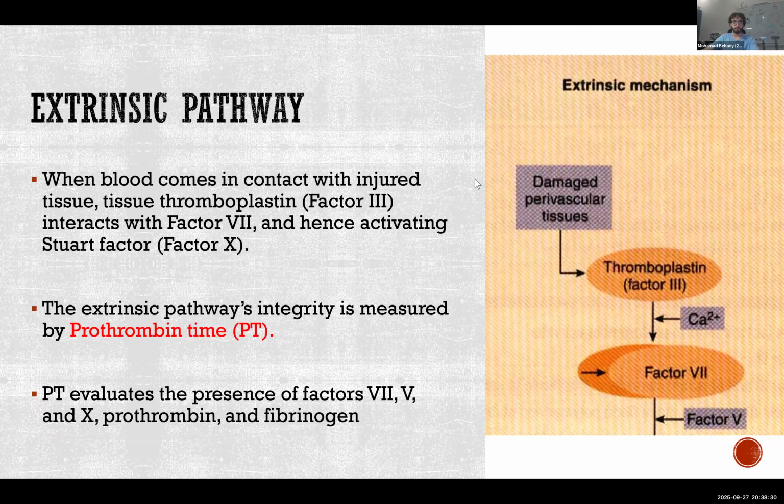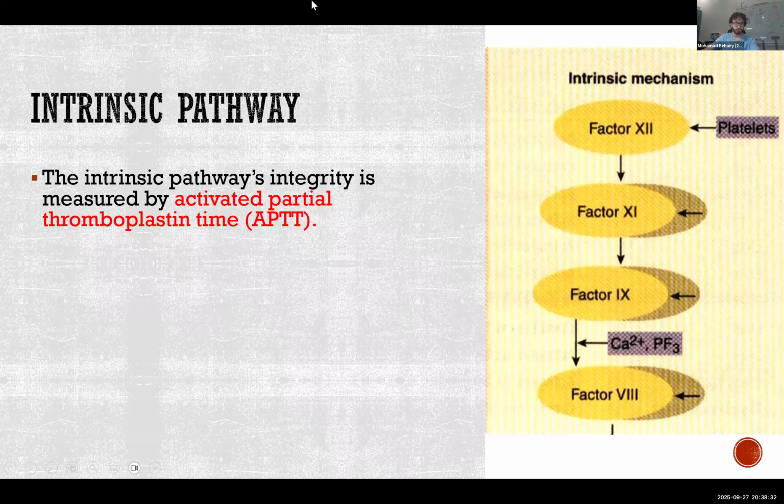Okay, let's move on to the intrinsic pathway. Any questions? Okay, excellent. The intrinsic pathway, as we said, if we want to measure its integrity, if it's doing well, it's by measuring the APTT, activated partial thromboplastin time. APTT, play table tennis inside.